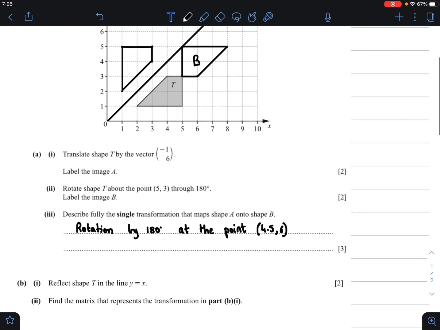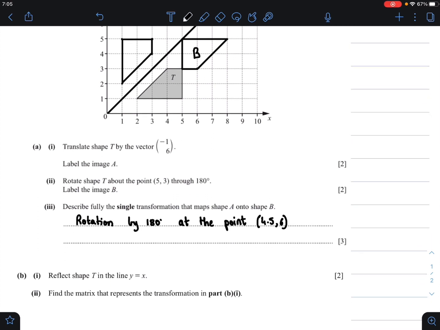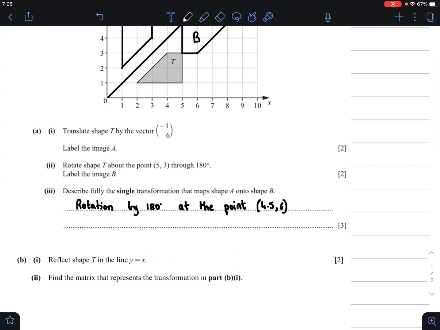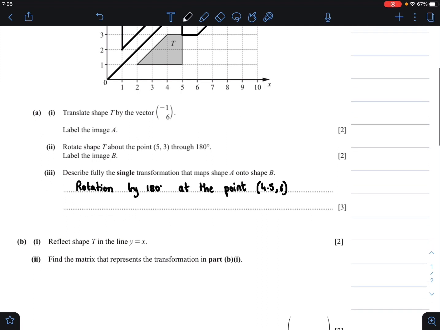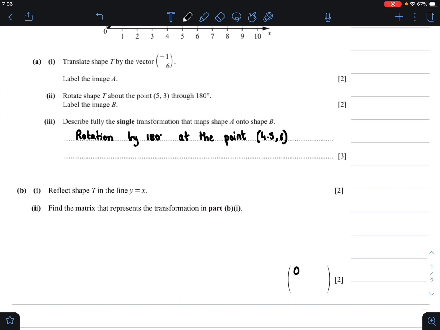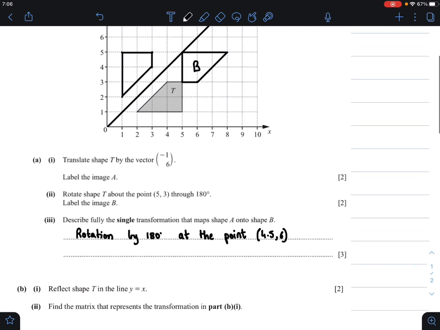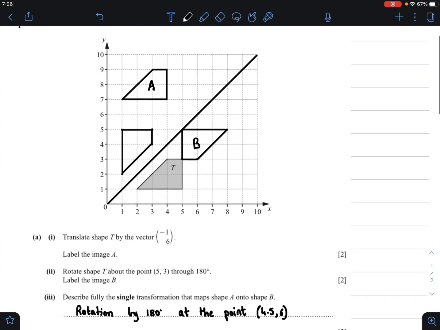Now let's move to part B2, where they are asking us to find the matrix that represents the transformation in B part 1. There are some matrices that you need to remember by heart. One of them is this, where it is a reflection in the line y equals x. So you need to remember this, and your final answer will be 0 1 1 0, and therefore these will be your final answers for question 1 of this paper.